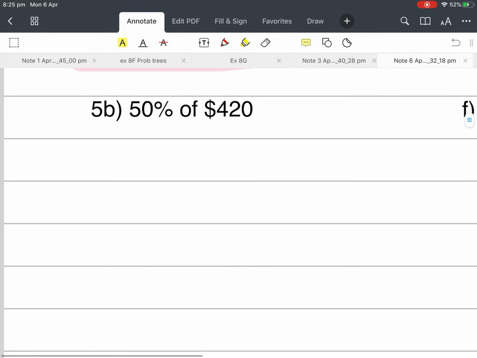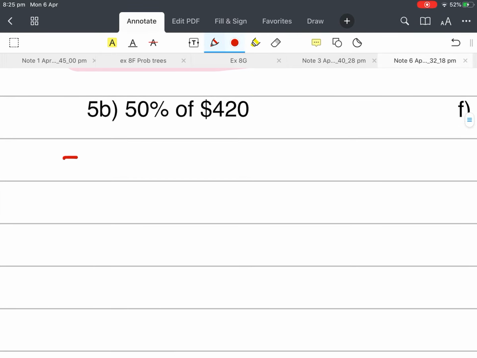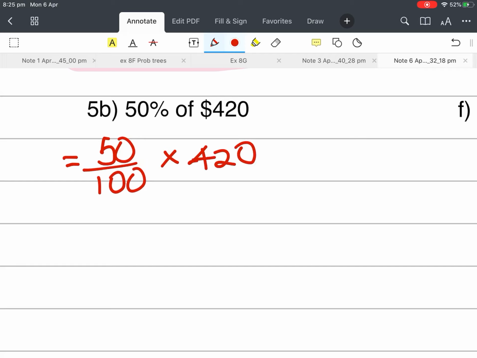Alright, so again, using the same method as before, I am going to go 50 over 100 times 420. Now some of you may have noticed that 50% or 50 over 100 means the same as a half. So you could also, if you wanted, just find a half of 420. If that's not coming easy, let's do the fraction key thing again. So 50, fraction key, 100 times 420 equals, and I get an answer of 210. Because it's in dollars, I make it $210.